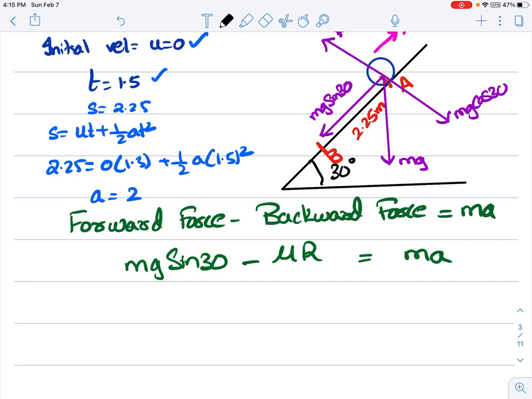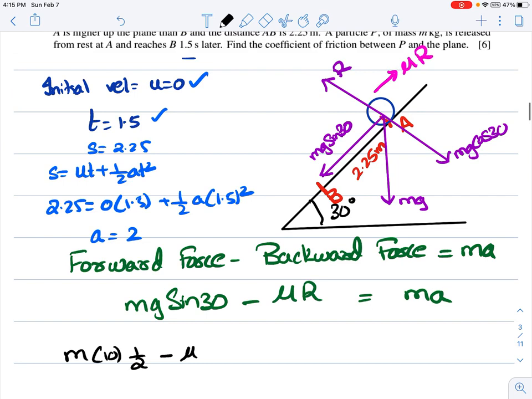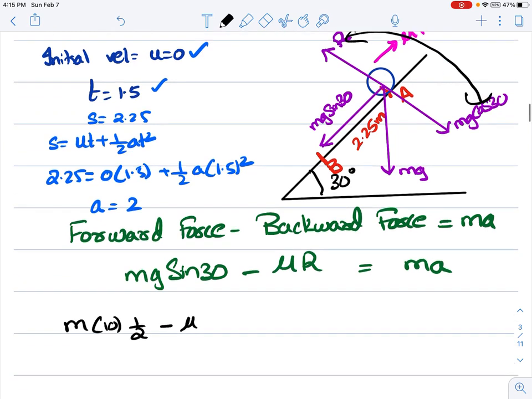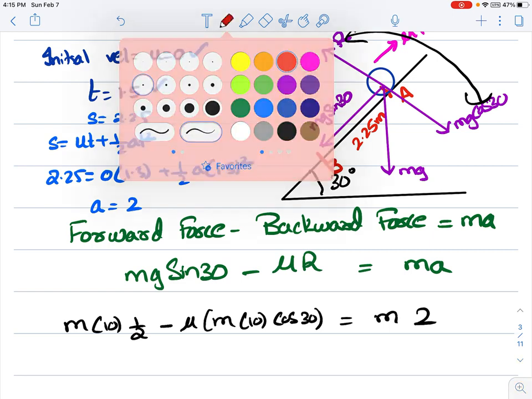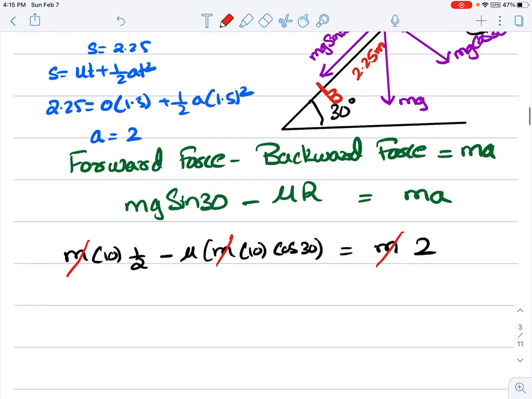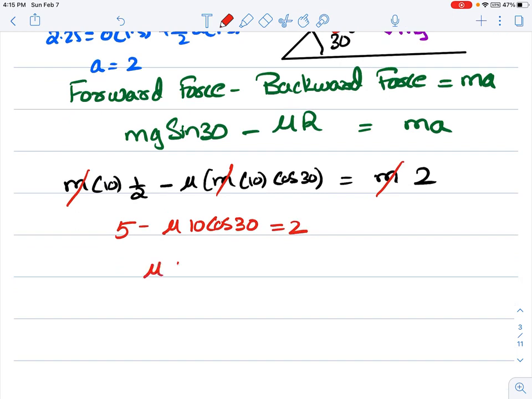So mg, g is 10, sine 30 is 1 by 2, minus mu times R. I don't know the value of mu, we have to calculate that. R is balanced with mg cos theta. So mg, g is 10 and cosine 30, is equal to m times a. We can see that m cancels. Then from there I get 5 minus mu times 10 cos 30 is equal to 2. So mu times 10 cos 30 is equal to 5 minus 2. So mu is equal to 3 upon 10 cos 30.